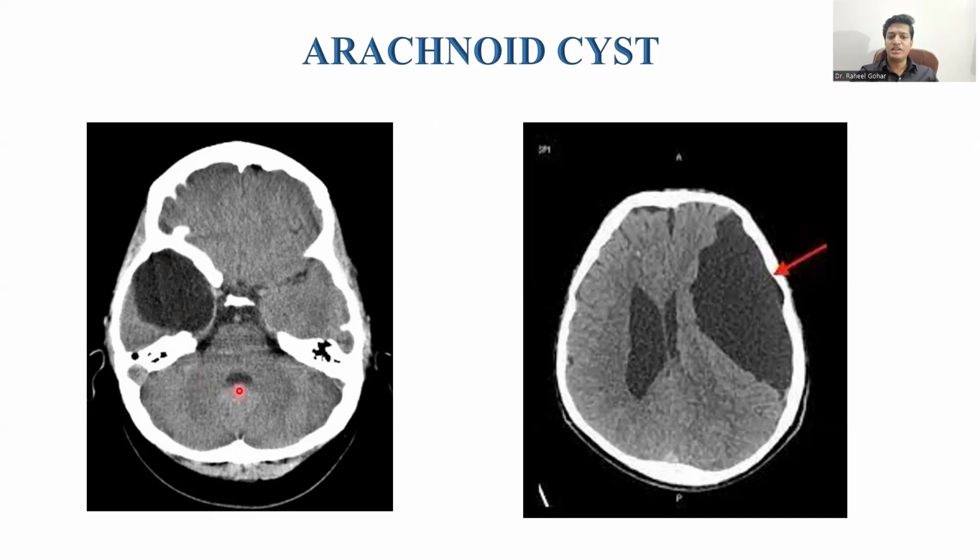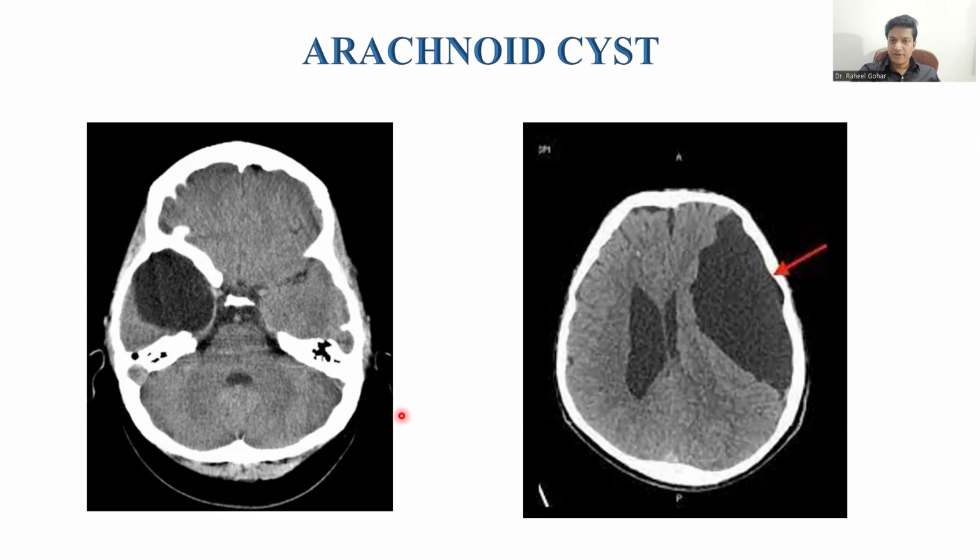Here you can see in the fourth ventricle, the CSF is appearing black, and the density of the arachnoid cyst is similar to the CSF. So this is an arachnoid cyst, and this is an arachnoid cyst in the temporal area. Again in the frontal area, you can see there is an arachnoid cyst, and it is causing effacement of the lateral ventricle and also midline shift.